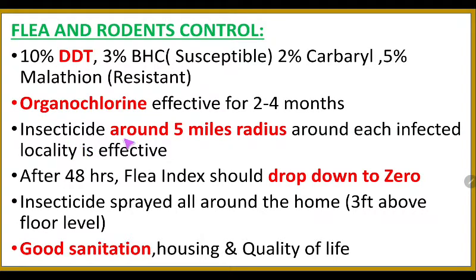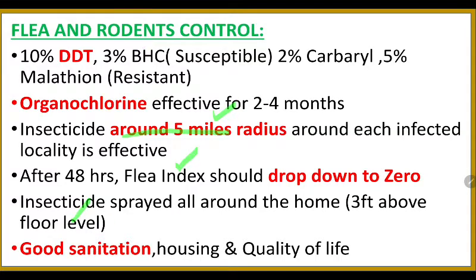Coming to insecticide, we need to do spraying around a 5 mile radius from the infected area. By 48 hours, there should be a dropping down of the flea index to 0. Remember, we discussed yesterday that the flea index is most important, especially the Chopra's index. So usually it has to go to 0. If it is more than 1, that indicates a potential outbreak. We should also spray the insecticide all around the home. Make sure all the edible items are closed and so on. It should be sprayed 3 feet above the floor level.